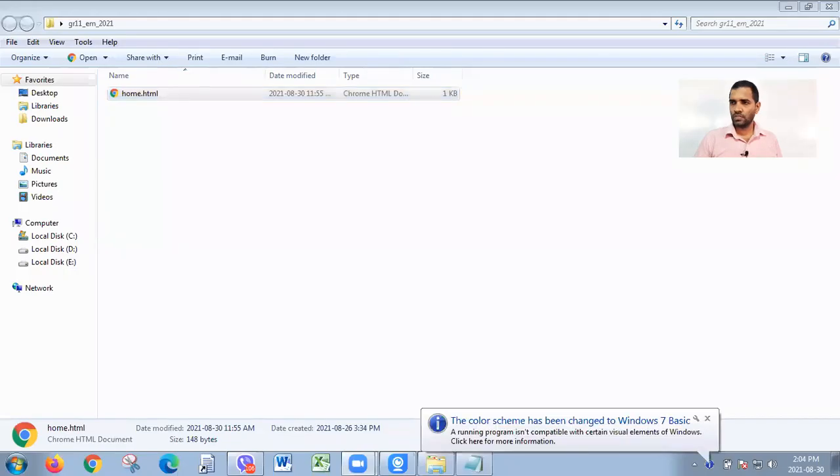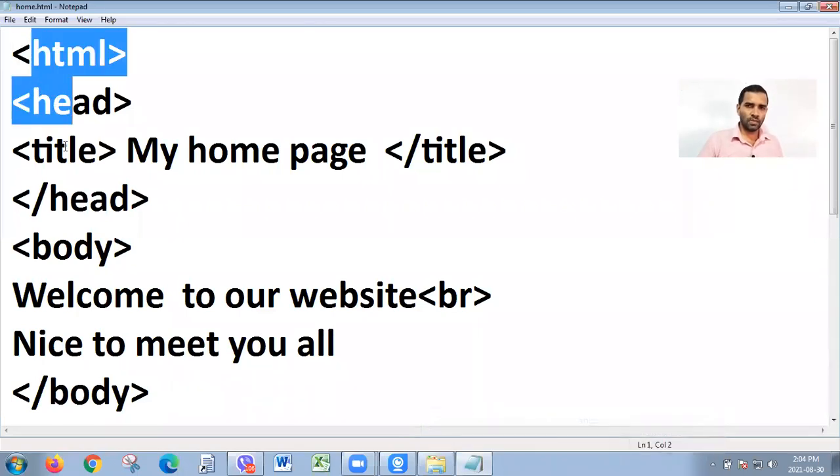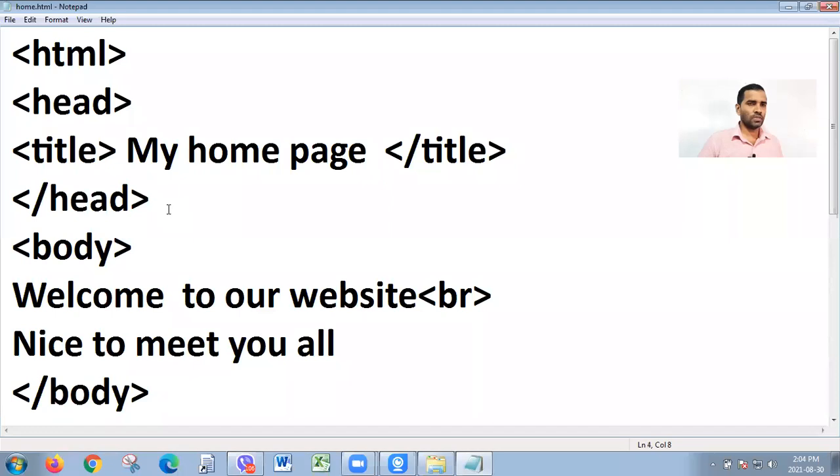So straight away I go to the text editor, because we want a text editor. I'm going to use the same coding which we wrote earlier. I want to modify it, because it takes some time to write these parts again and again. HTML, head, title. So let me use the existing file and make some changes.